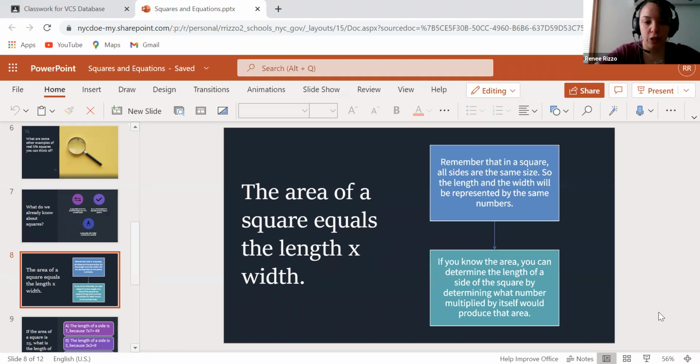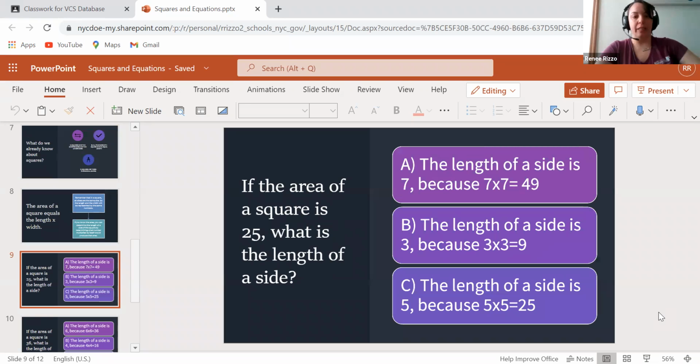The area of a square equals the length times the width. Remember that in a square, all sides are the same size. That's what equal means. So the length and the width will be represented by the same number. If you know the area, you can determine the length of a side of the square by determining what number multiplied by itself would produce that area. So let's explore some questions.